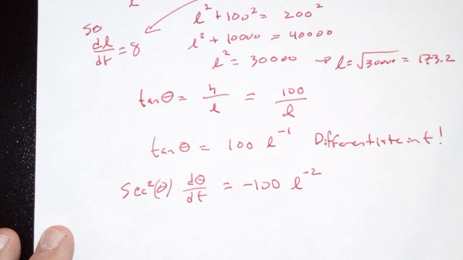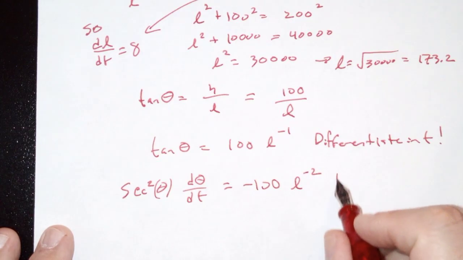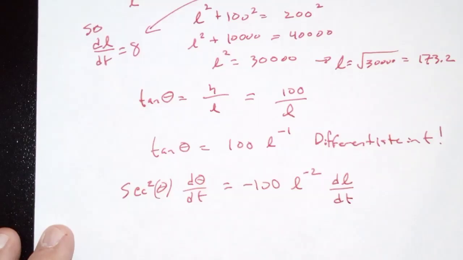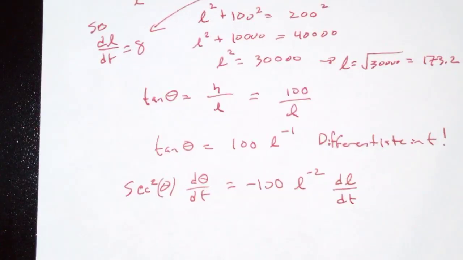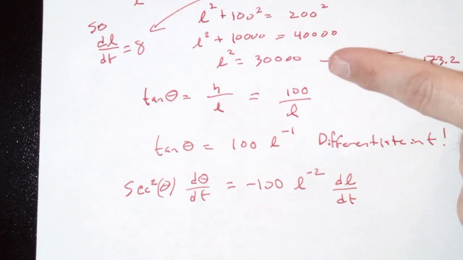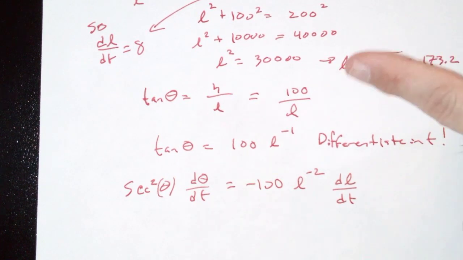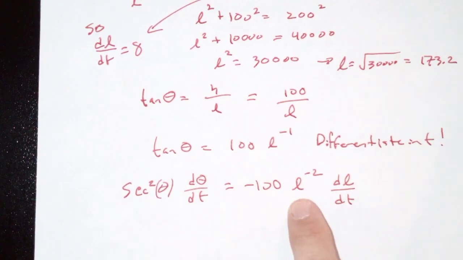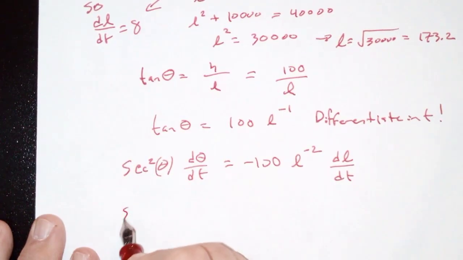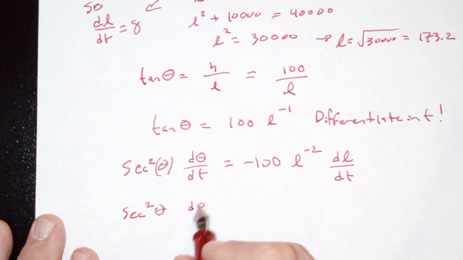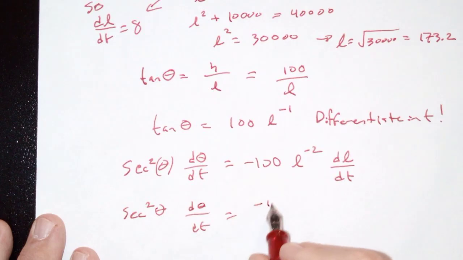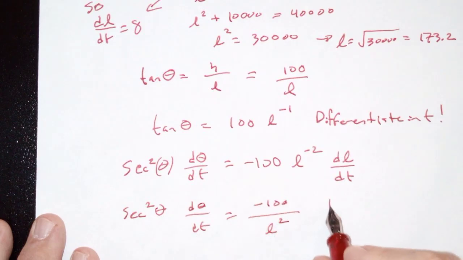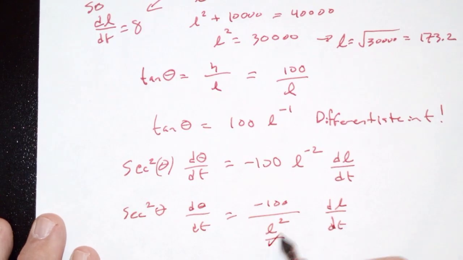But wait, there's more. Exactly. Now here's the interesting part. I know L. Right there, I even know L squared. And that negative 2 means it's on the bottom, squared. I absolutely know L. Check.